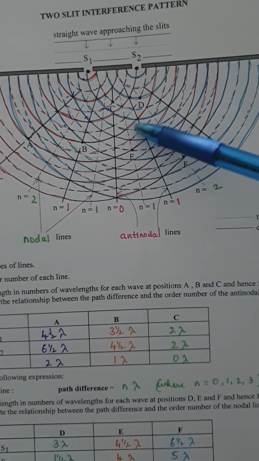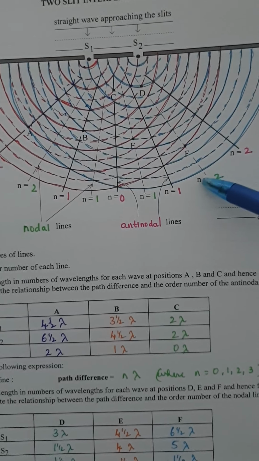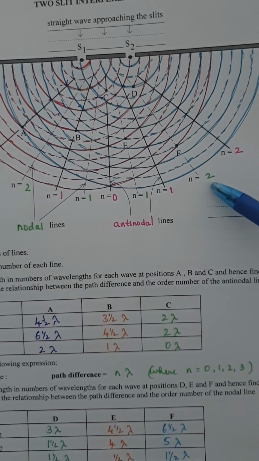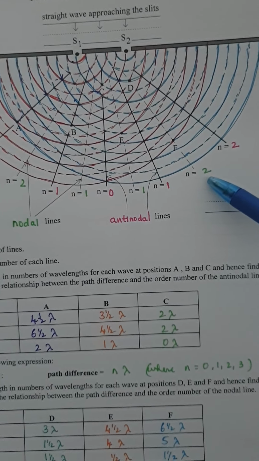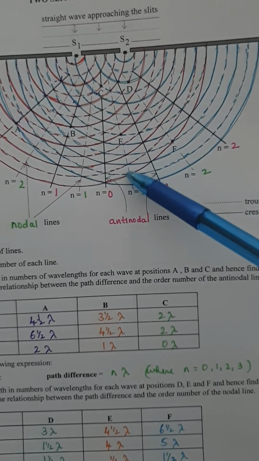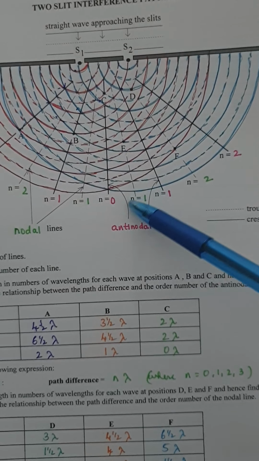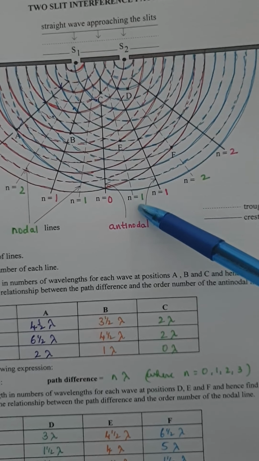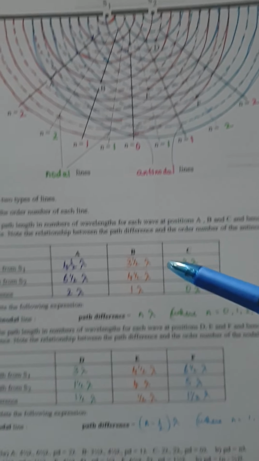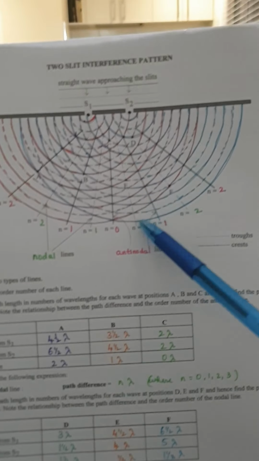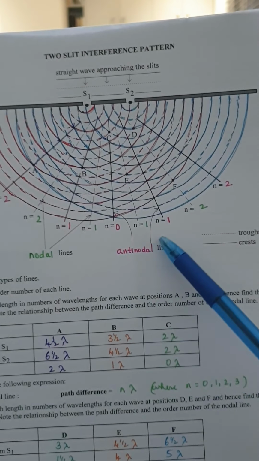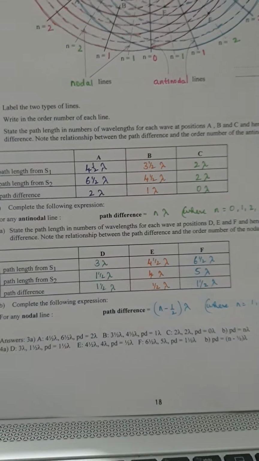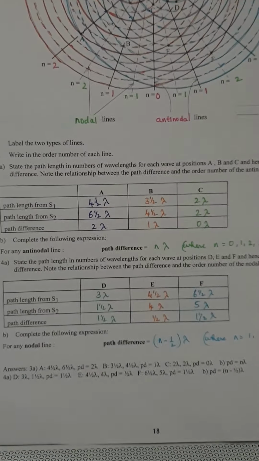Your D is along nodal line 2, and the path difference is 2 minus half, which is 1.5 wavelengths. And your E is along nodal line n equals 1, so your path difference is 1 minus half a wavelength. That is how you get that. So for nodal lines, it's n minus half. The answers are here at the bottom. I hope that made sense.